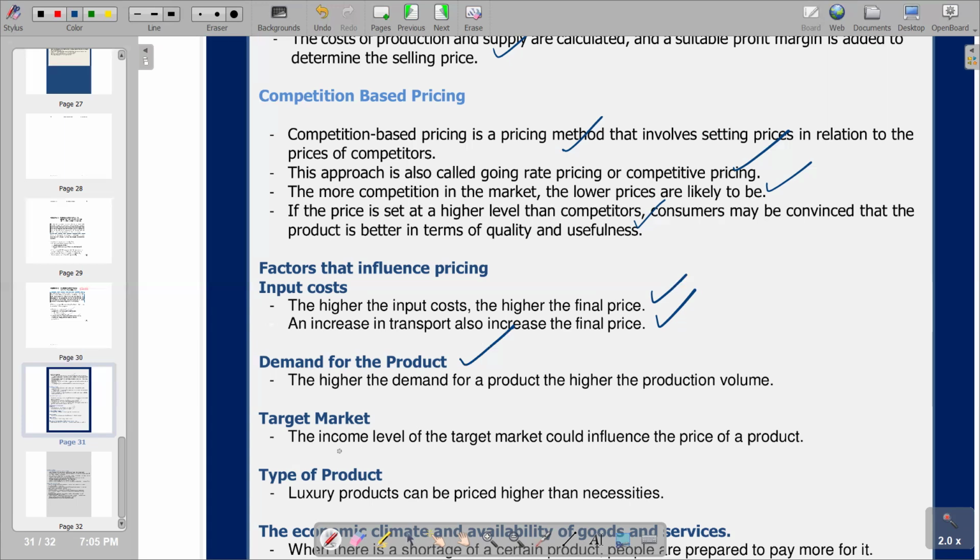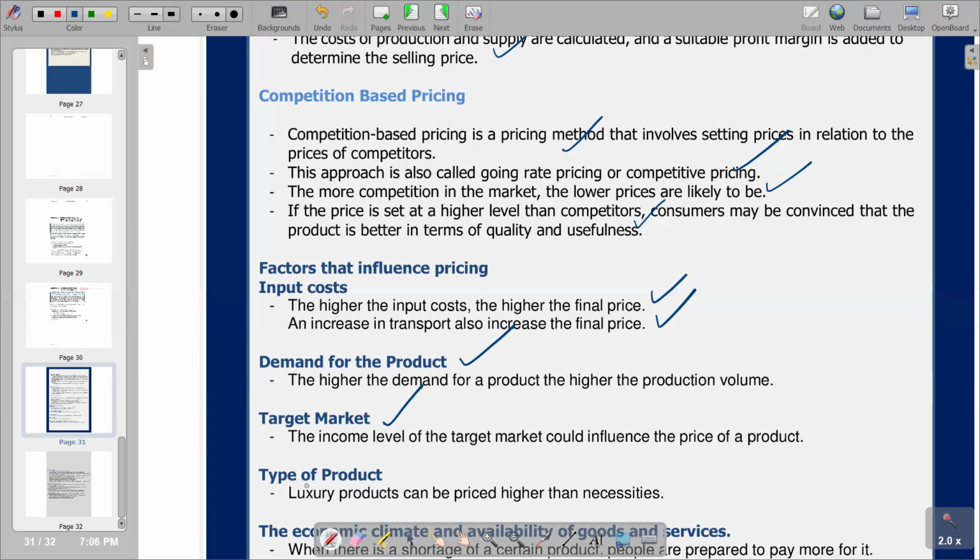So we go to the third part, where we have the target market as a factor that is influencing pricing. The income level of the target market could influence the price of the product. If we expect that the consumers in the market have a higher income, obviously the price is also going to be high. So pricing will now be determined in segments. If we have a segment in the market that is characterized by low income earners, obviously the price that is going to be set is also going to be lower. So that becomes a factor that is influencing pricing. The target market is one of the factors.